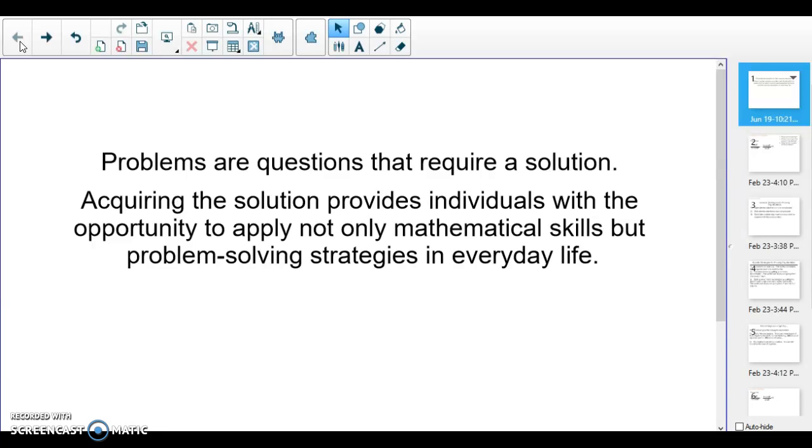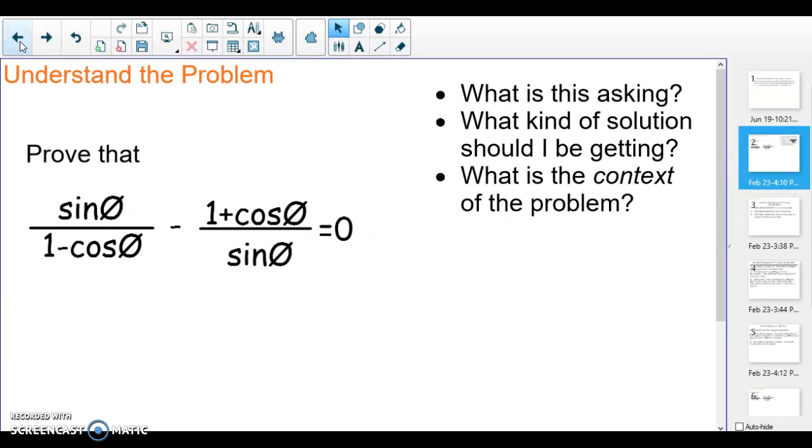Looking at the definition that my group came up with for problems, we decided that problems are questions that require a solution. Acquiring the solution provides individuals with the opportunity to apply not only mathematical skills, but problem-solving strategies in everyday life. As I was thinking through a problem that I wanted to solve, I thought, what could be better than trigonometric proofs? So today, I'm going to help you prove that sine of theta over 1 minus cosine theta minus 1 plus cosine theta all over sine theta equals 0.